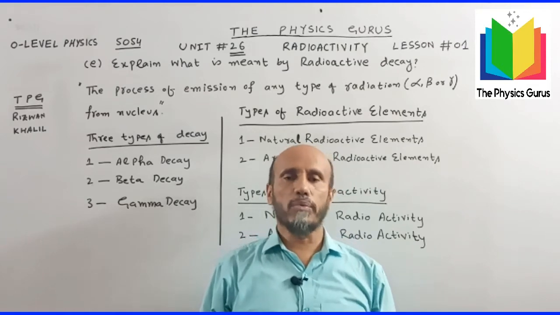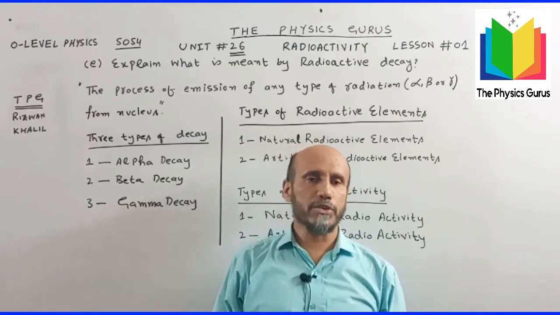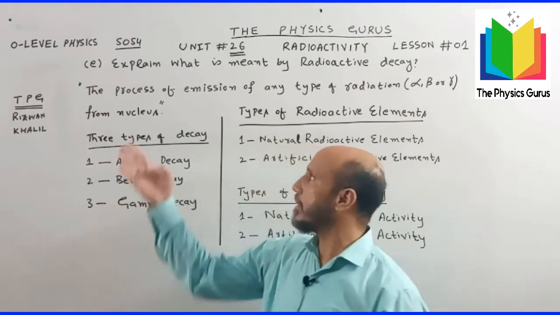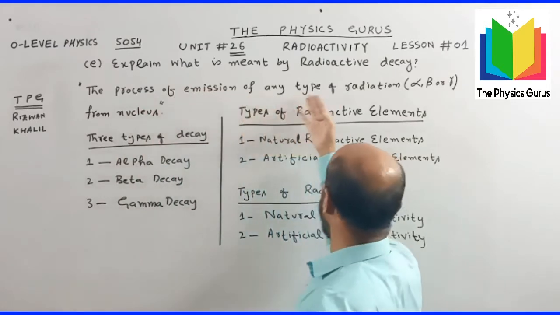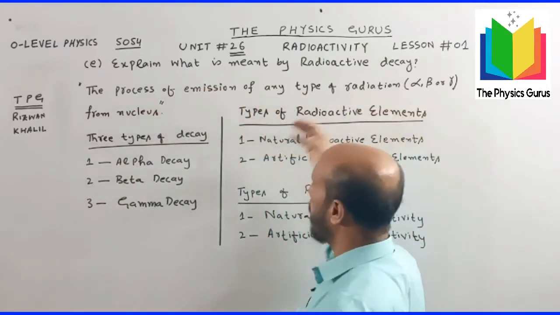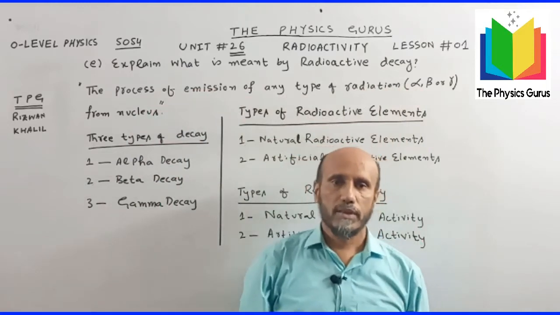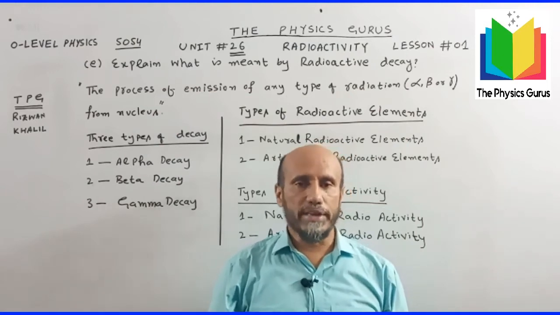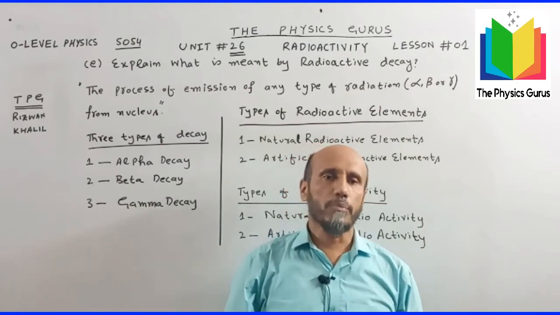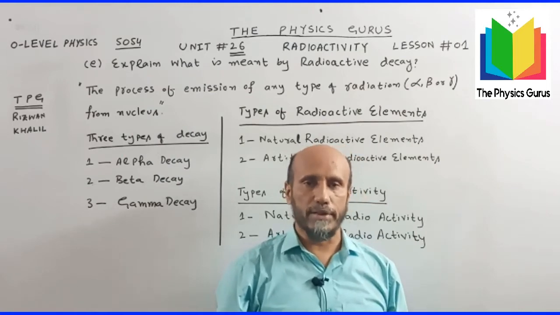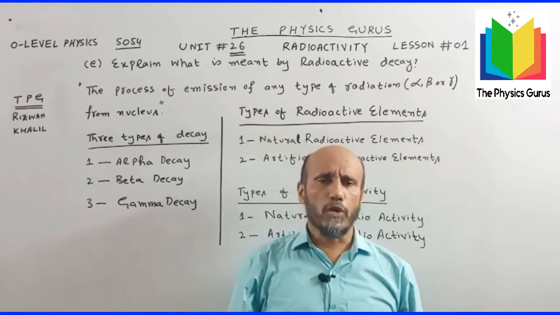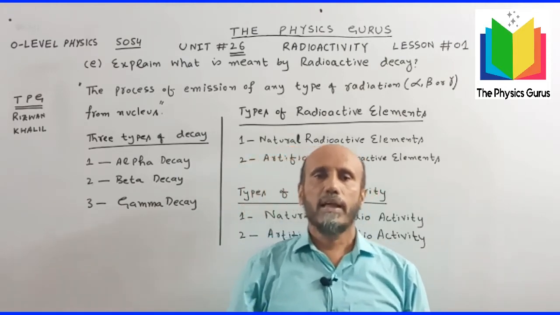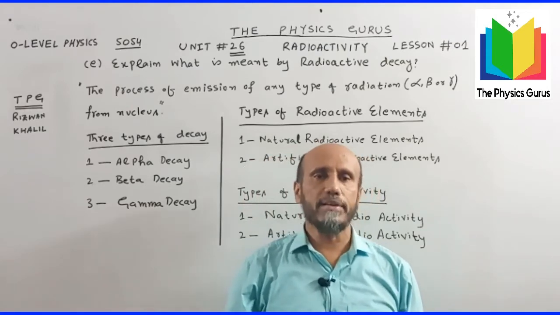We will start this unit from learning outcome E, and that is the definition of radioactive decay. Radioactive decay is the process in which emission of any type of radiation, alpha, beta or gamma, takes place from the nucleus. The process of emission of any type of radiation, alpha, beta or gamma, from the nucleus is called radioactive decay. From this definition, it is also clear that there are three types of radiations: alpha particles, beta particles and gamma rays.